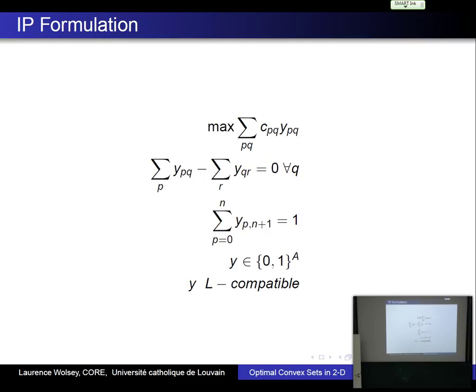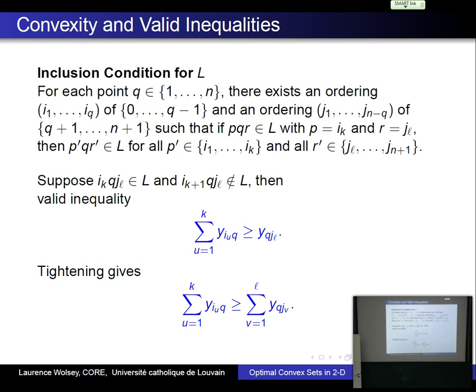The natural thing to do now is to ask what sort of inequalities we need to add to get compatibility. We'll get convexity, and convexity obviously leads to this condition.